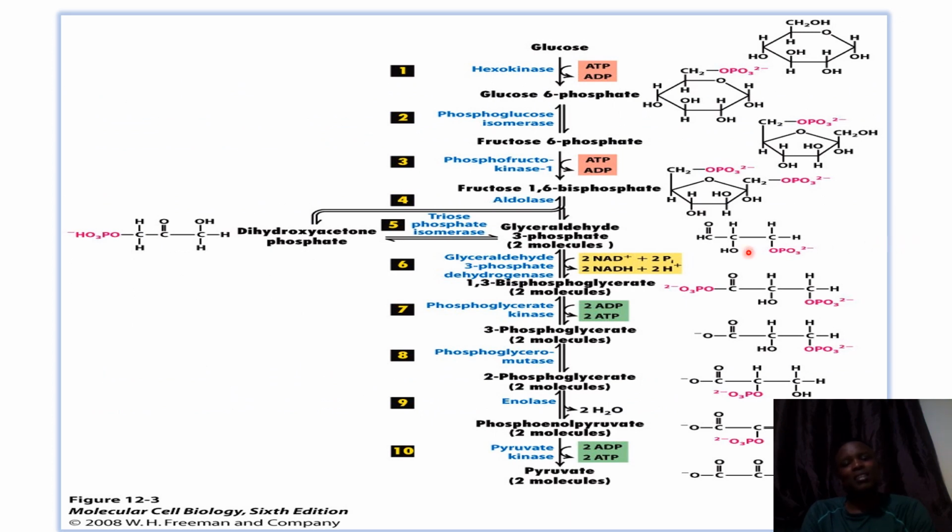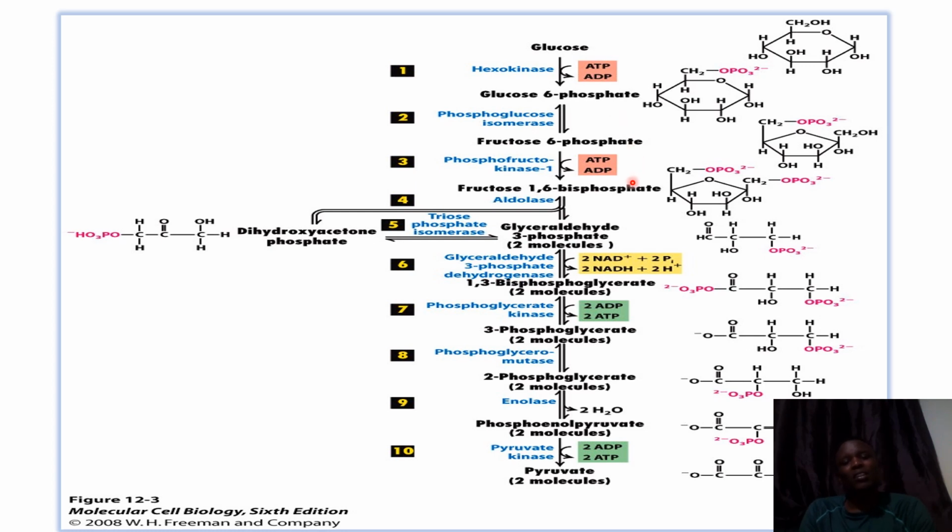Now this chart here represents all the 10 steps of glycolysis, where in the energy requiring phase, ATP is used in step 1 and step 3. For example, in step 1, in the presence of hexokinase, which is an enzyme, we get glucose 6-phosphate. So the compound is now bearing the phosphate group.